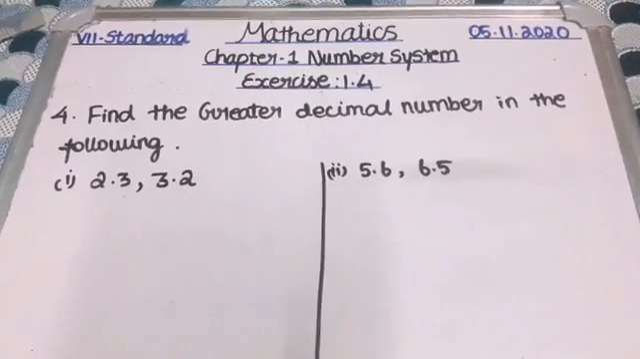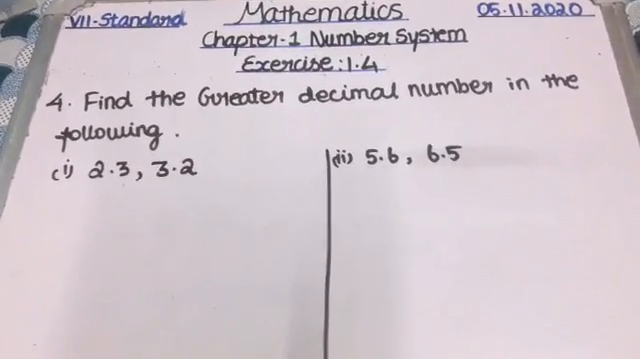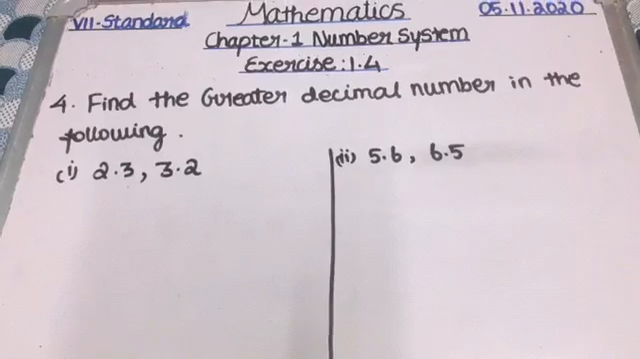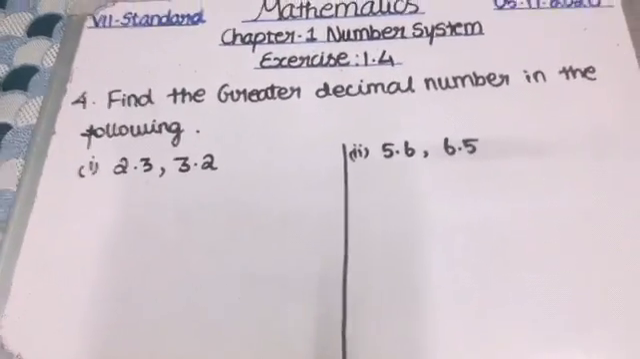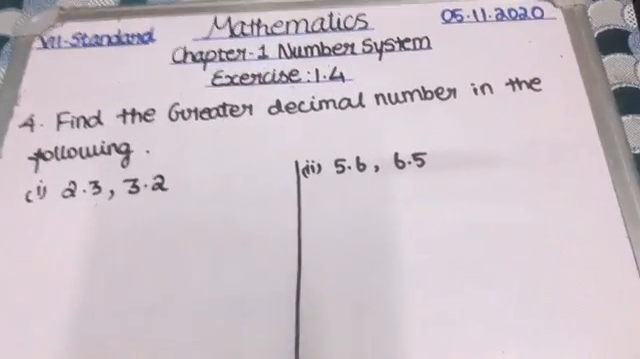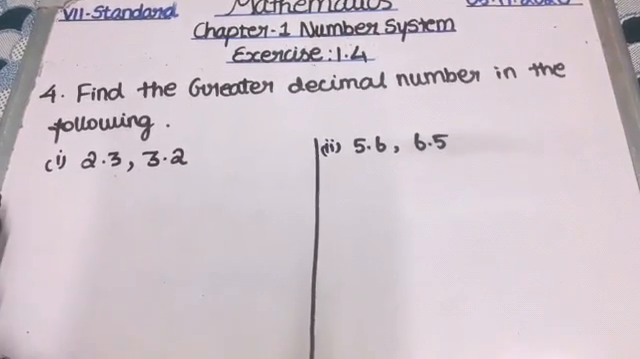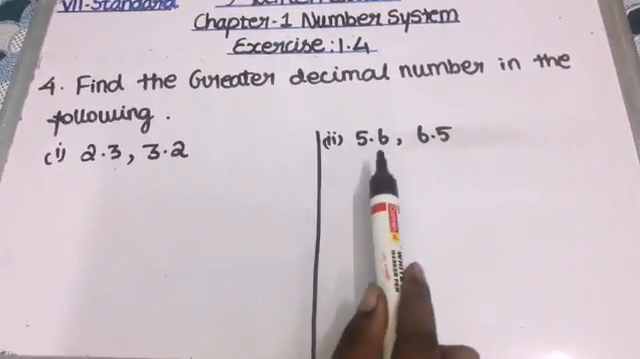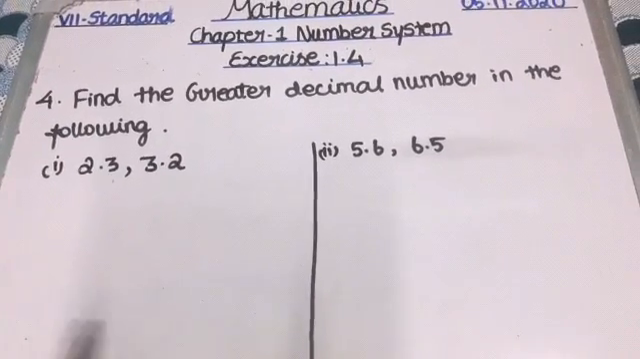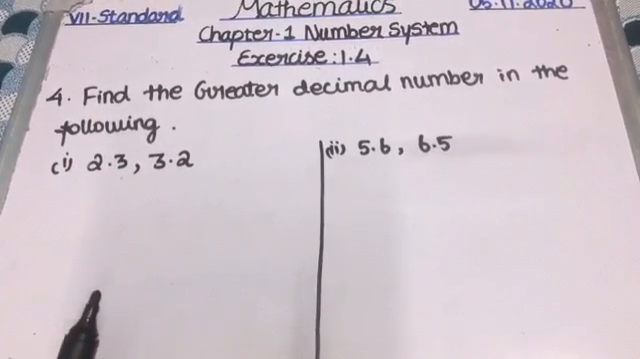Now we move on to our next problem. The fourth problem given here is: find the greater decimal number in the following. Here they have given two decimal numbers. The first division is 2.3, 3.2. The second division is 5.6, 6.5. We need to find which decimal number is greater.